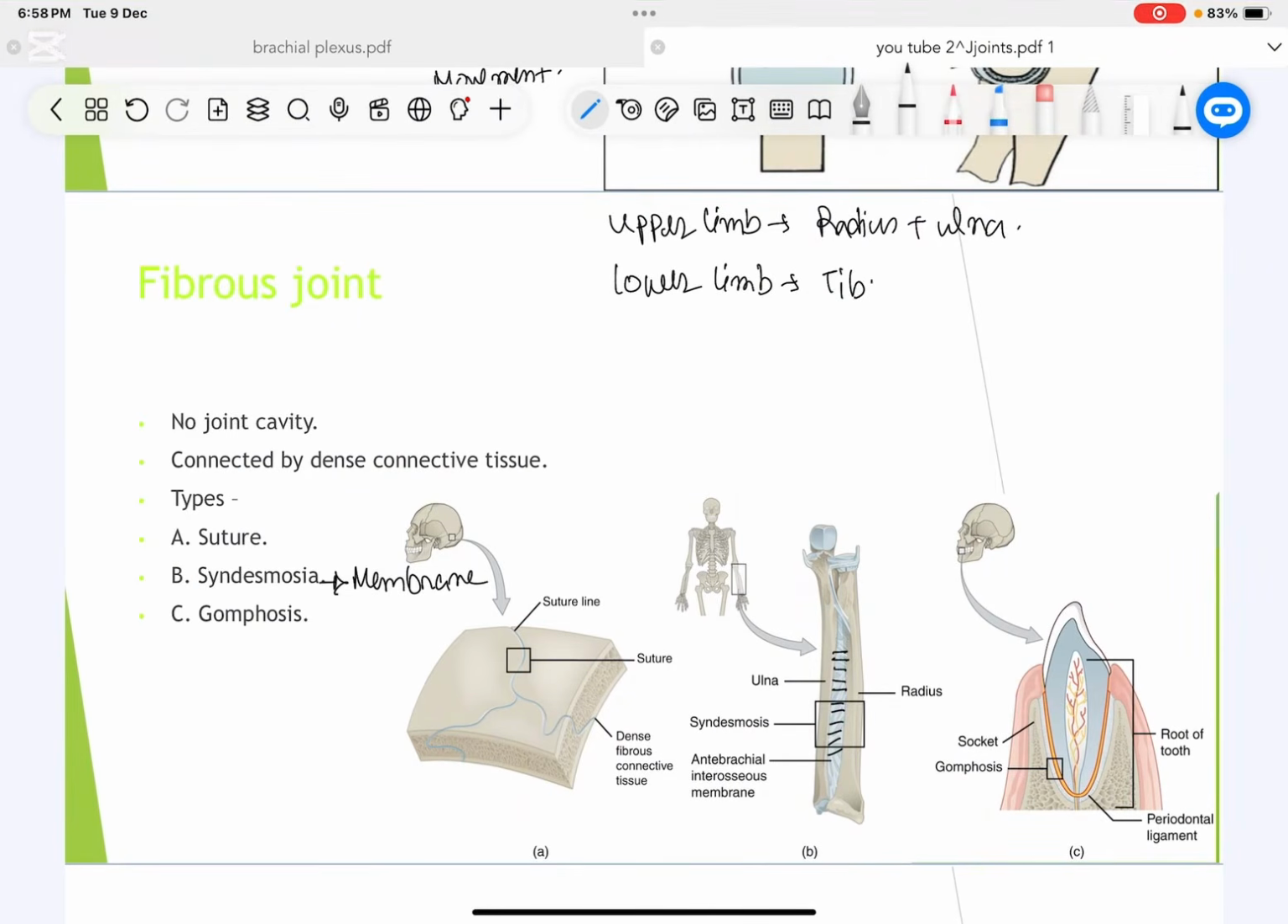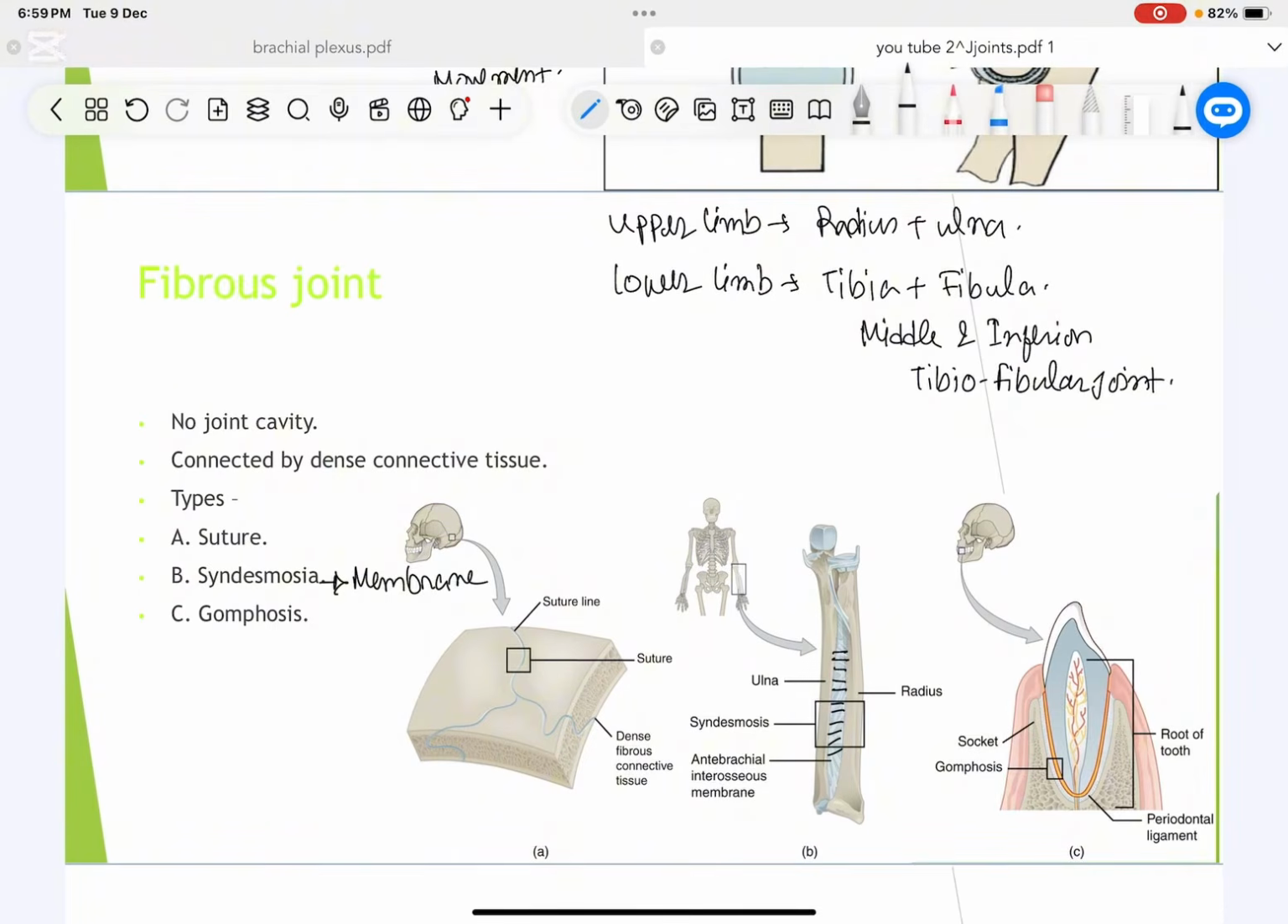Similarly, in our lower limb there are also two bones, and in between there is also a joint. What are the names? The names are tibia and fibula. So in between tibia and fibula there is also syndesmosis. You have to keep in mind the tibiofibular joints, middle and inferior. These two tibiofibular joints are syndesmosis.